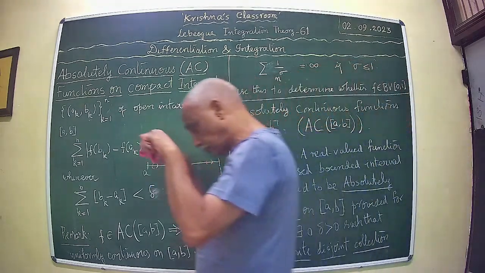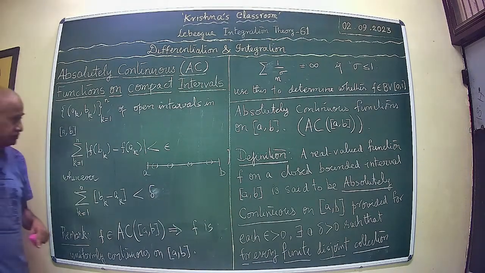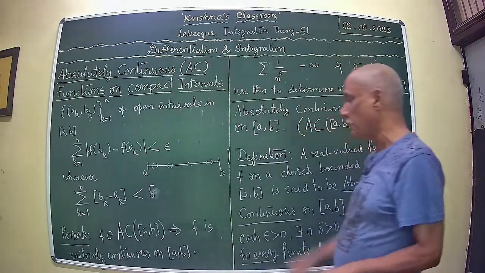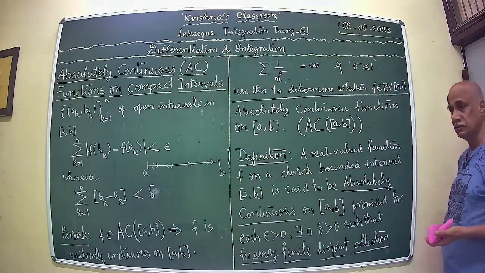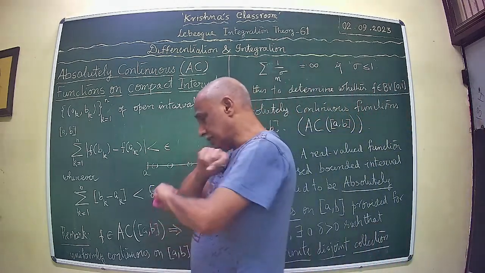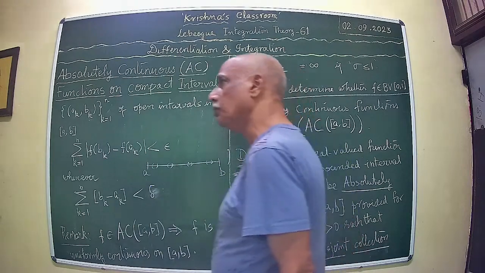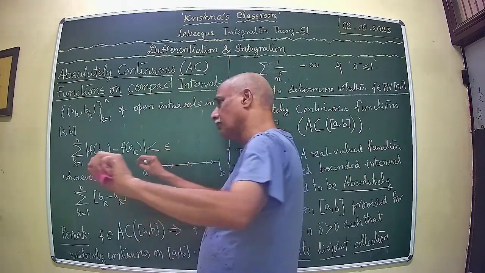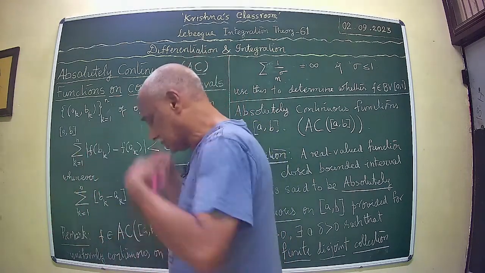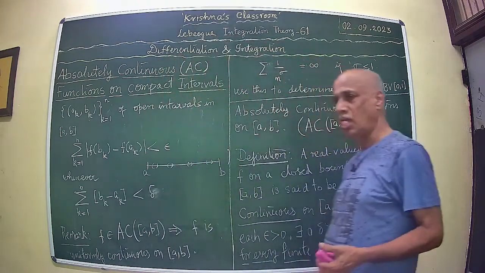That means, given epsilon, there exists a delta such that for any choice of open subintervals which are disjoint and having their total length less than delta, you would have the total variation of the function on these intervals being less than epsilon.